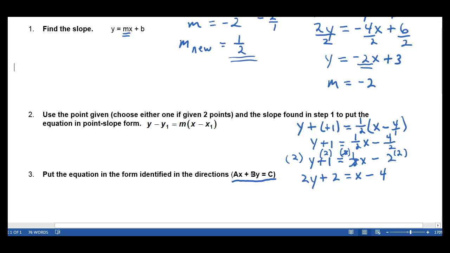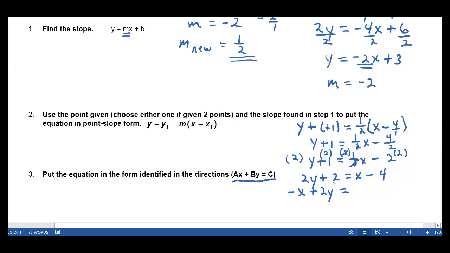So recall, in standard form, x and y are on the same side of the equal sign. The constant is on the other side. A, b, and c are all integers. And the leading coefficient must be positive. So here we need x to move from the right-hand side to the left-hand side by taking the opposite. So this becomes a minus x, or a minus 1x, plus 2y equals.